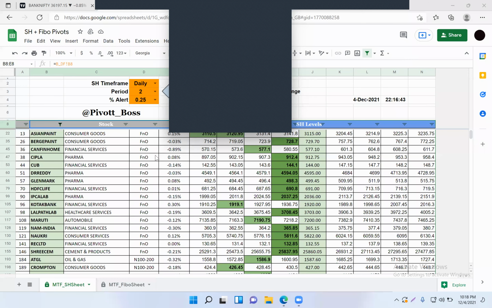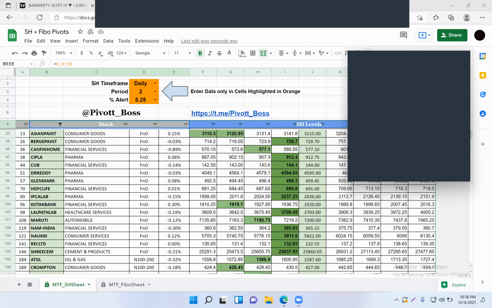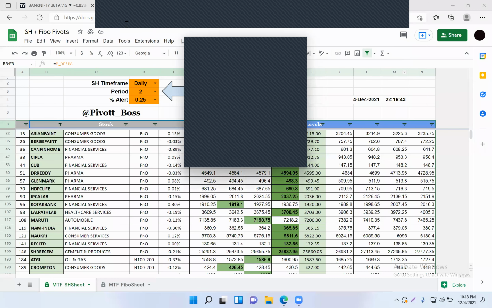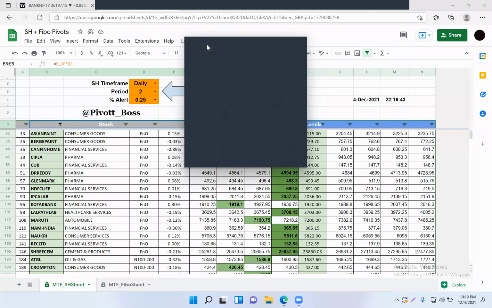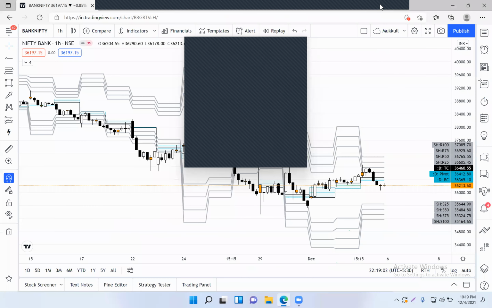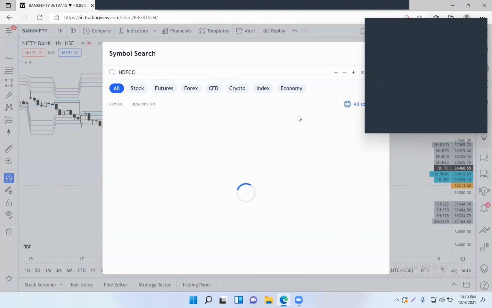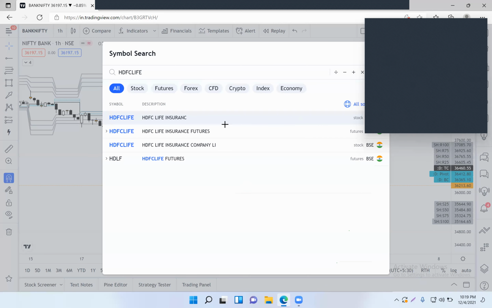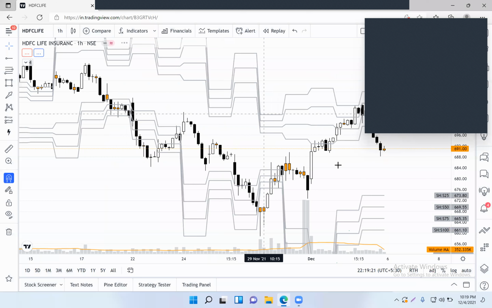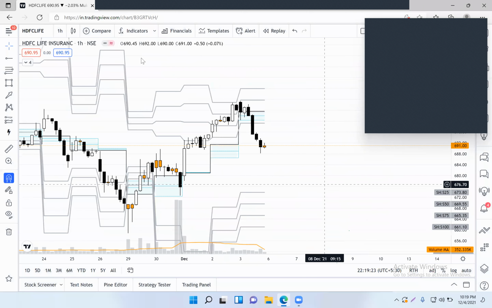I will show you this thing on, sorry, this thing on charts. Okay. First one was HDFC Life. Let's see. Was it there in the sheet?